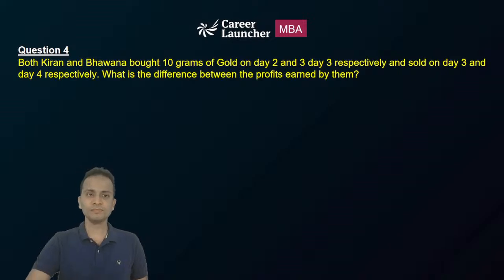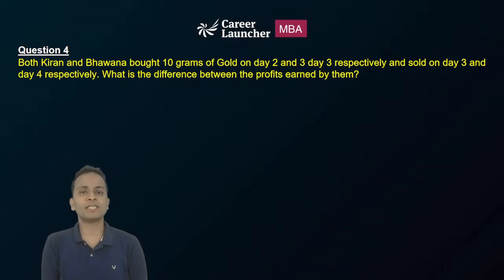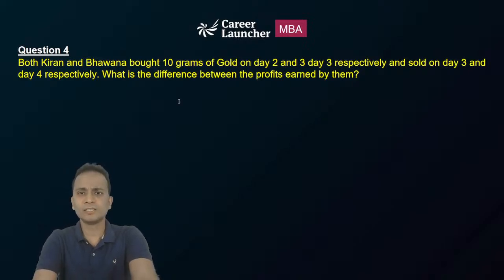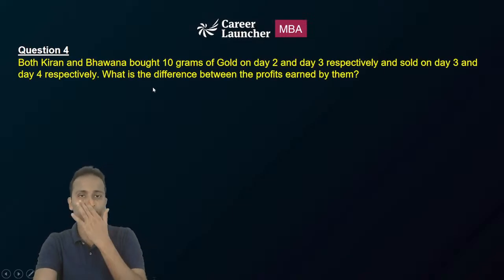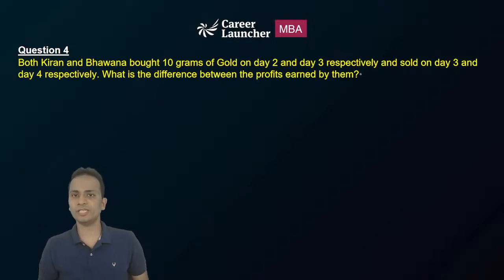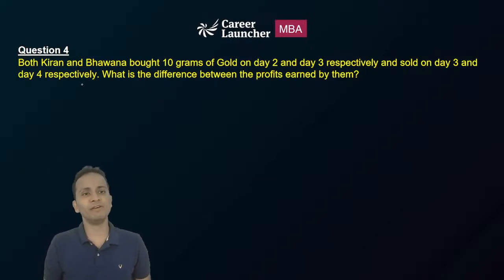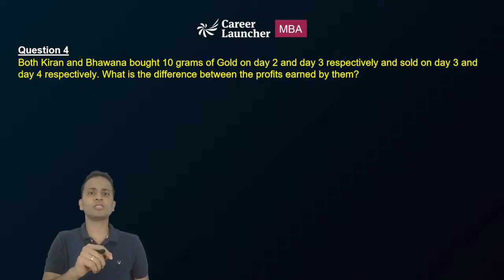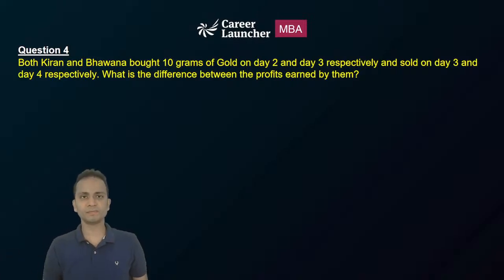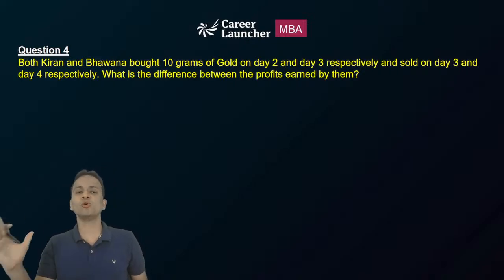Now question number 4, both Kiran and Bhavna bought 10 grams of gold on day 2 and day 3. Okay, right? Day 2 and day 3 respectively. Slight error, wait, day 3 लिखा हुआ है. So both Kiran and Bhavna bought 10 grams of gold on day 2 and day 3 respectively and sold on day 3 and day 4 respectively. So Kiran bought on day 2 and sold on day 3. Bhavna bought on day 3 and sold on day 4. What is the difference between the profits earned by them?